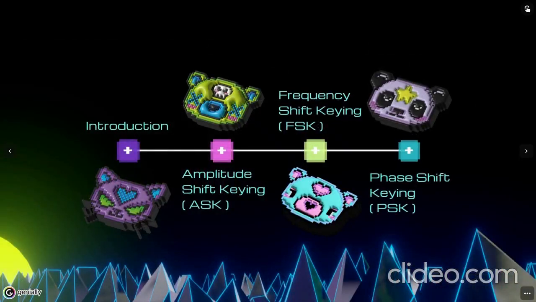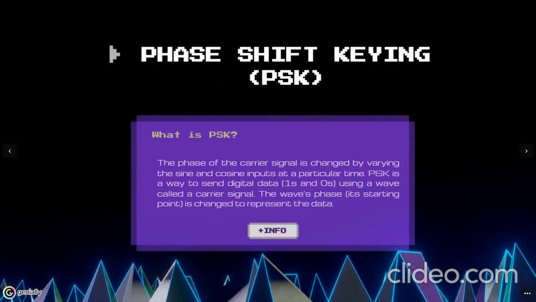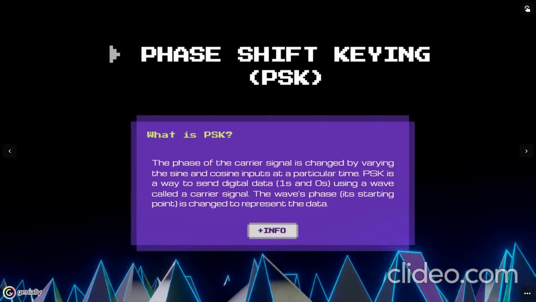And the next, I will explain about the last type of digital modulation, which is phase shift keying. What is PSK? Phase shift keying, or we call it PSK, is a digital modulation technique where the phase of the carrier signal is changed by varying the sine and cosine inputs at a particular time. PSK is a way to send digital data in binary using a wave called a carrier signal, and the wave phase, which is its starting point, is changed to represent the data.